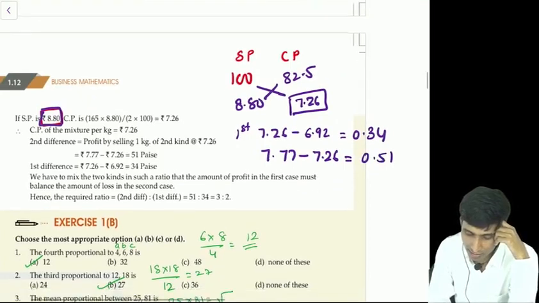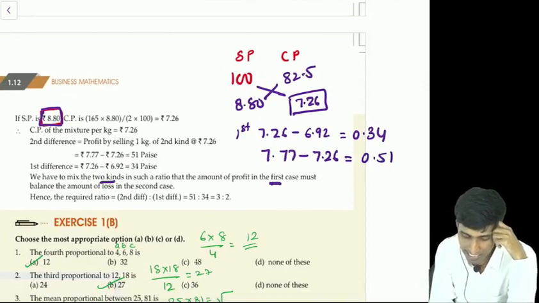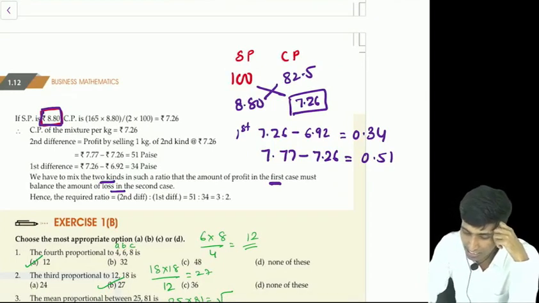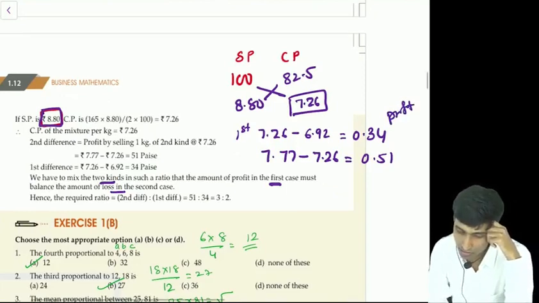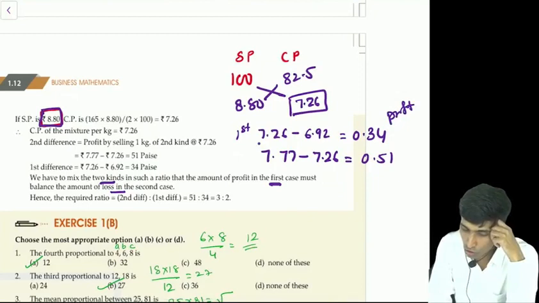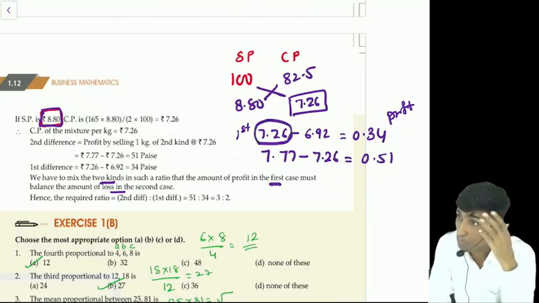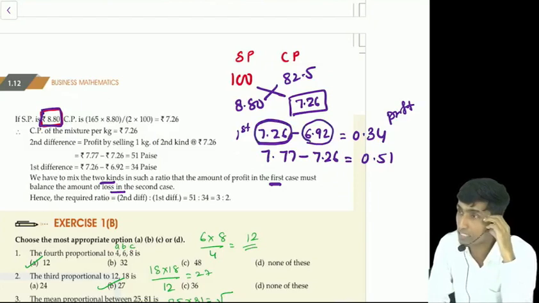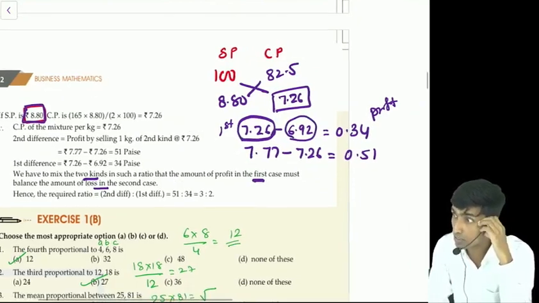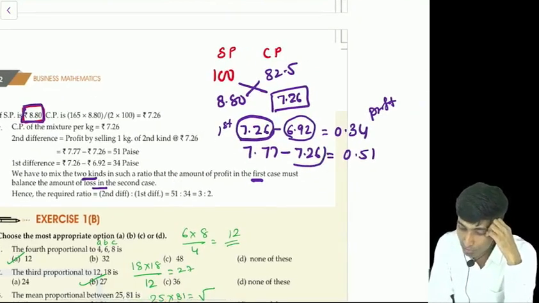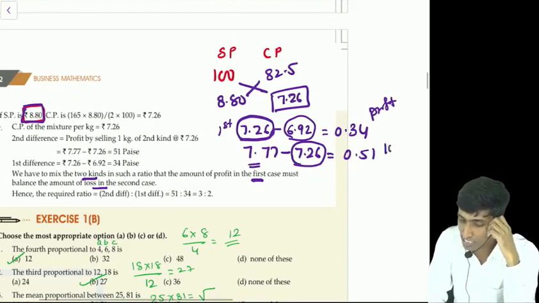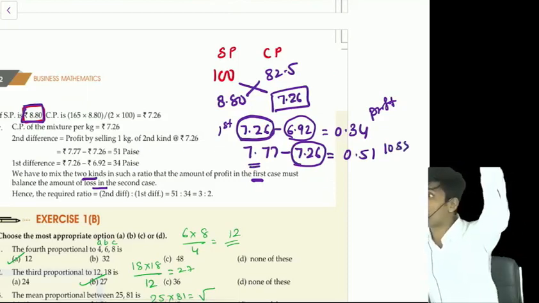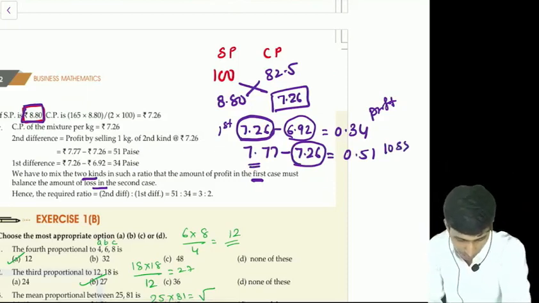0.51. Correct now? If you have to mix the two teas in such a ratio that the amount of profit in first case must be the balance amount of loss. This is profit, I think. Correct? Or loss? The cost of the mixture is 7.26, but cost of the first one is 6.92. So it's profit or loss? Profit. But if you check here, the cost of the mixture is 7.26, but the cost of the another one is how much? So overall he is making a profit now. Correct now or wrong?